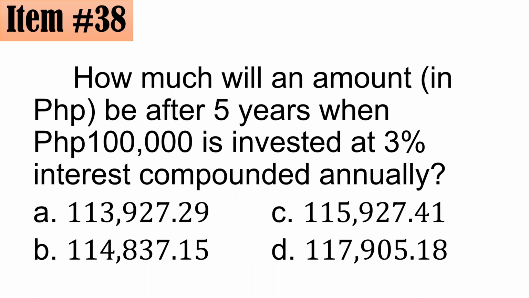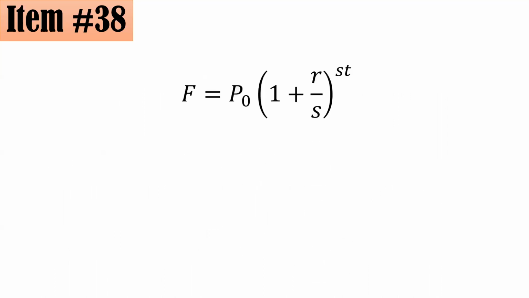Let's see. I hope that you could still recall the formula for compound interest. That is, ito po sa ibang aklat, no? F equals P sub O multiplied by the quantity 1 plus R over S, and 1 plus R over S is raised to ST, where F is the future value of the investment that was compounded. P sub O is the principal amount or the amount you invested at first. R is the interest rate.